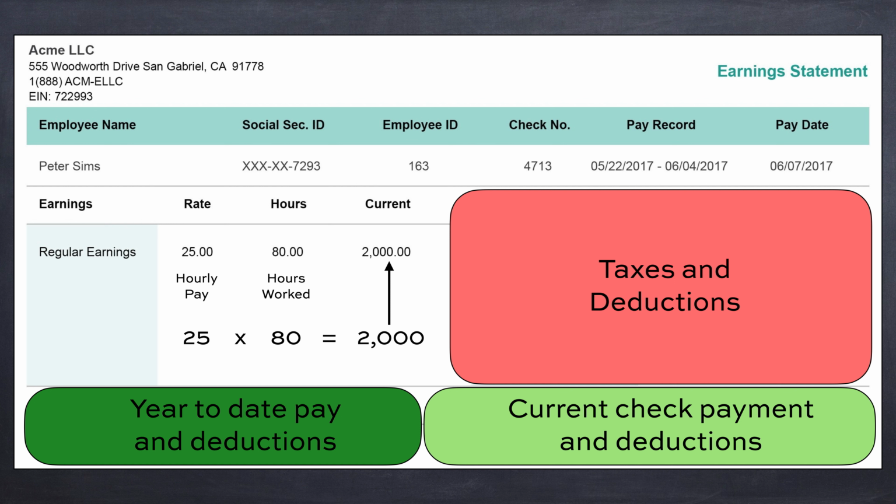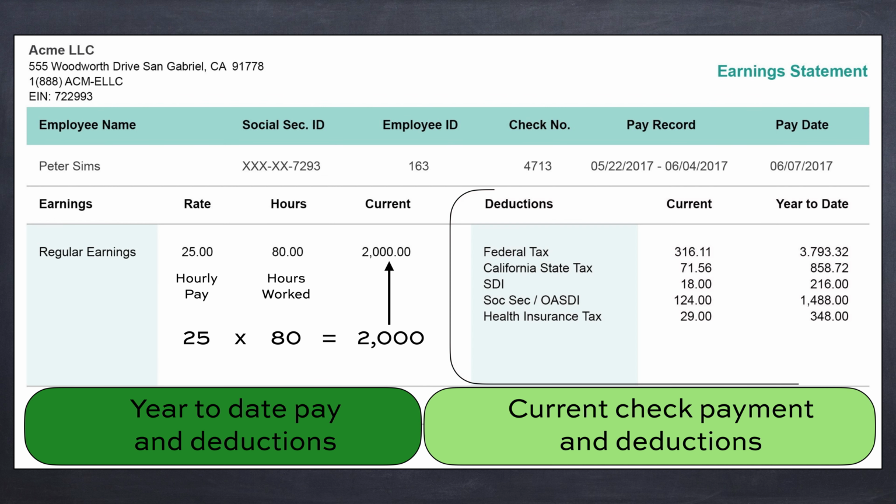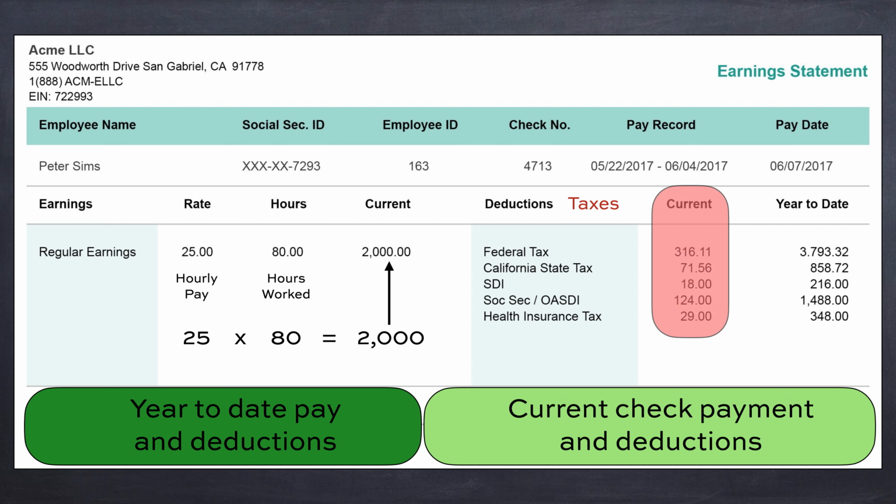So now let's take a look at what is taken out of your paycheck. Again, this is where all the taxes and deductions go, in this next red section right here. So let's take a look at it in more detail. Deductions essentially just means taxes. If you look, you've got two columns here. The current column is the taxes that are being taken out in this paycheck. So let's take a look at that.